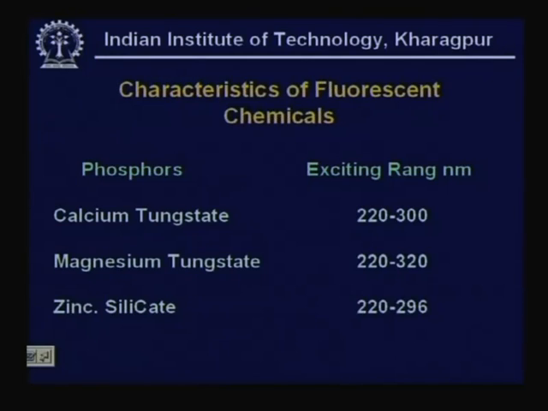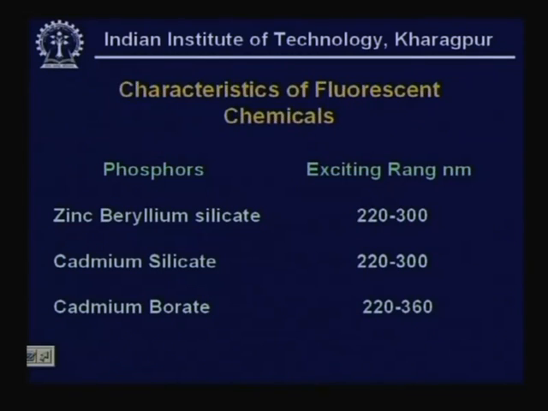Now, this is the range over which it can be excited. The range of excitation means that if the UV radiation is available, this phosphor will respond and go into fluorescence. You could see calcium tungstate is around 220 to 300, whereas magnesium tungstate is around 220 to 320 and zinc silicate is around 220 to 296. Going further, zinc beryllium silicate is around 220 to 300. It has to be that way because below 300 is when we have the cadmium silicate around 220 to 300, cadmium borate 220 to 360.